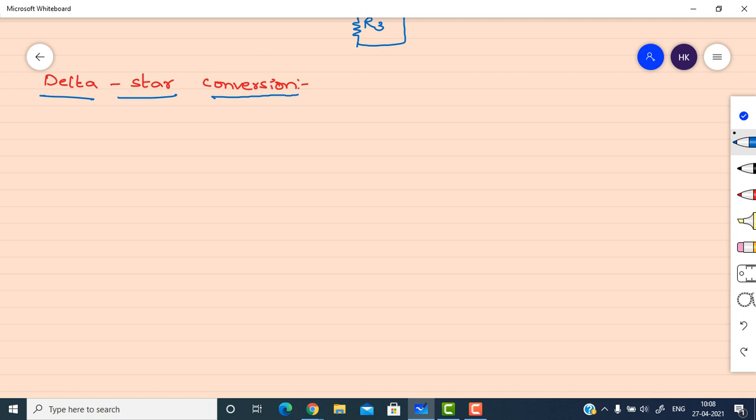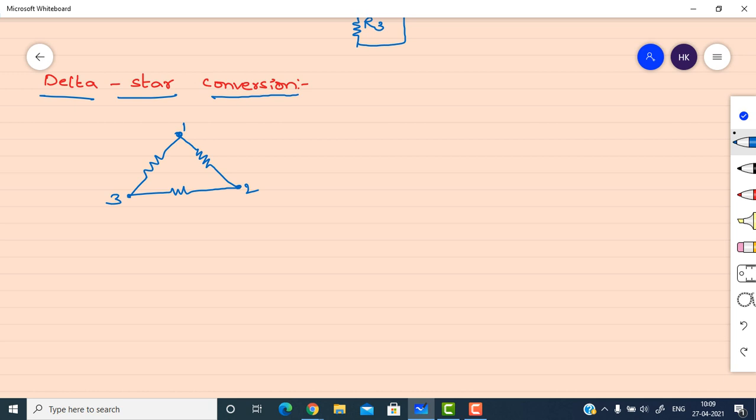So for that, we need a formula: how we have to convert delta to star. So let's derive the delta to star conversion. For that, I will first take a delta connected network. Three resistors, those three are connected in a delta form. Let's assume this terminal is 1, this is 2, and this is 3. So these three are connected in the form of delta.